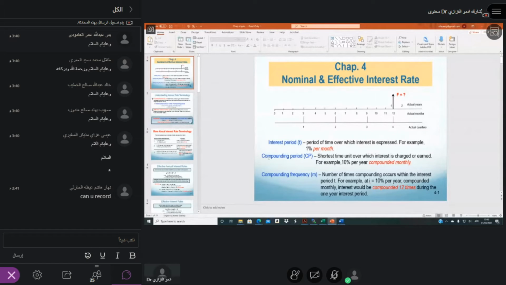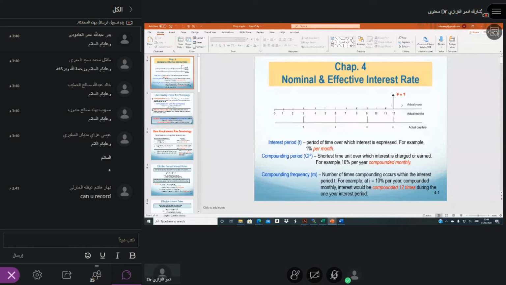Then there is this new term, the compounding period, CP. CP is the shortest time unit over which interest is charged or earned. Imagine you take a loan from the bank. They say annually they're charging you 12%, but every month they charge you something. It's not like they charge you only once in a year. This small time interval, the monthly one, is called the compounding period.